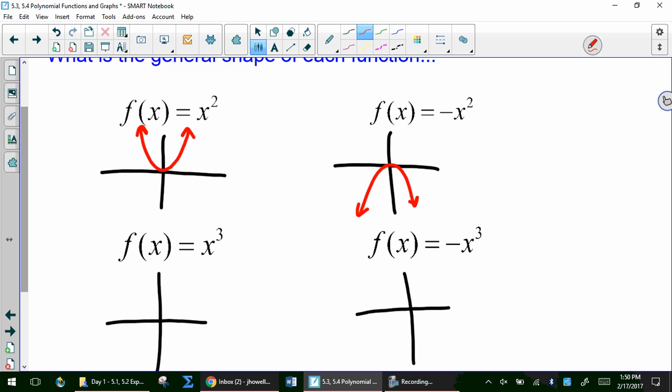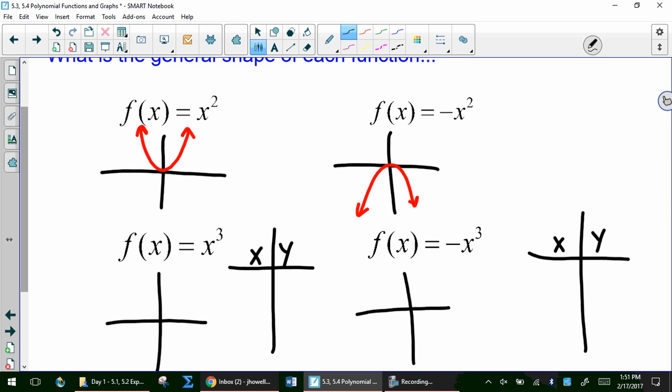I want everyone to make a t-chart, and I want you to think about or draw what f of x equals x to the third looks like. I may have done it a while ago. Haven't looked at it in a while. So try this out. Just a general graph. It doesn't have to be exact, but I want you to see what the graph looks like.